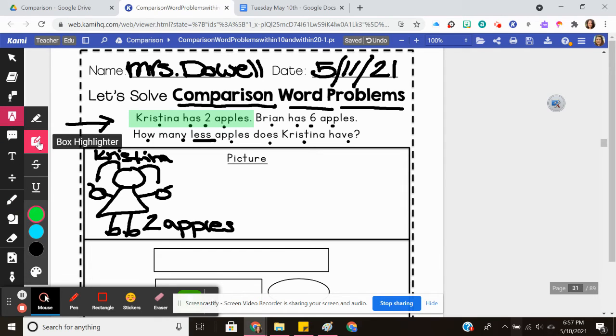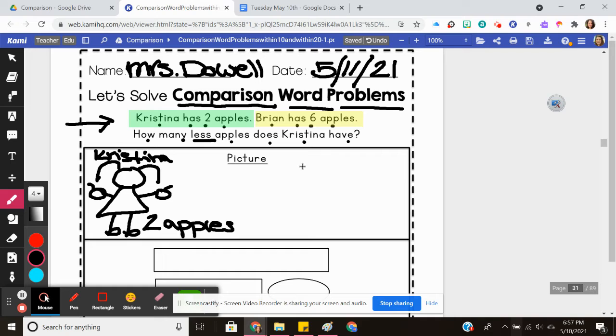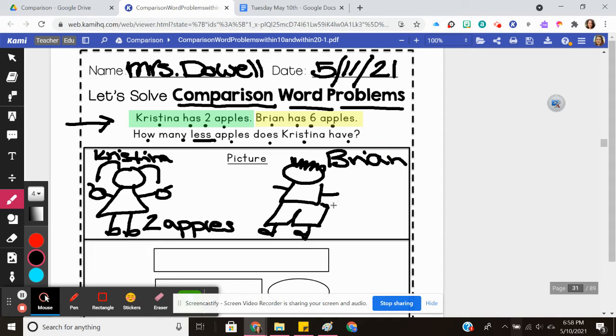Now I'm going to draw my next part. Brian has 6 apples. So now I'm going to draw Brian. Here's Brian. There we go. He has 6 apples. So I'm going to draw 1, 2, 3, 4, 5, 6. And then I'm going to label it 6 apples.